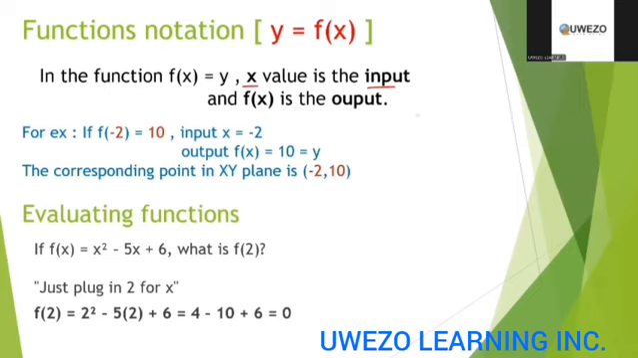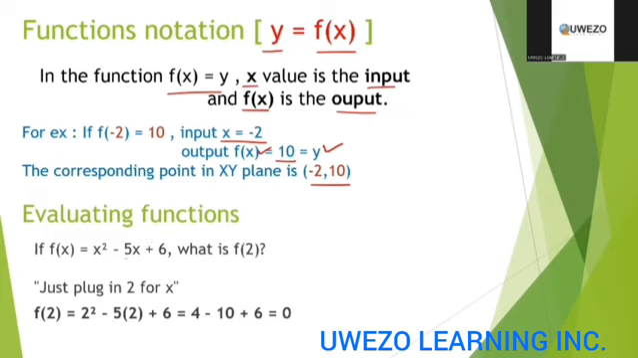For the functions, we simply replace y with f of x. In the function notation, f of x equal to y, the x value is the input and f of x is the output. For example, if f of minus 2 is 10, here the input is x, which is equal to minus 2, and the corresponding output is 10, which we call f of x or y. The corresponding point in the xy plane would be (minus 2, 10).